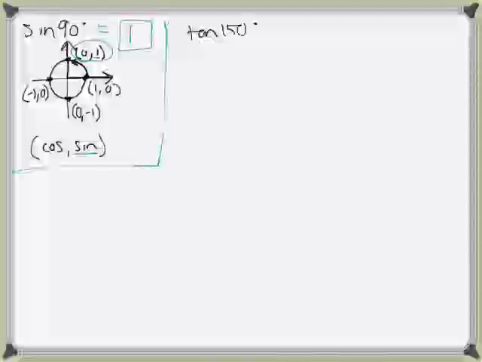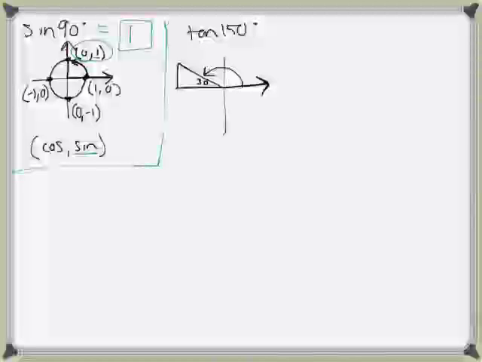Tangent 150. First up is to graph it. So I start at my 0 line. I want to go 150 degrees. We go counterclockwise. 180 would be halfway around, so I'm not going to go quite that far. I'm going to stop somewhere about here. And how much is that little sliver that's left over? 30. So if 180 is halfway and I stopped at 150, I've got 30 left to go.